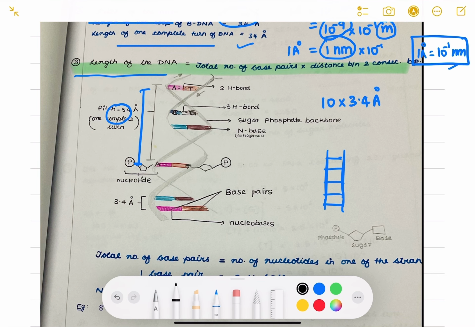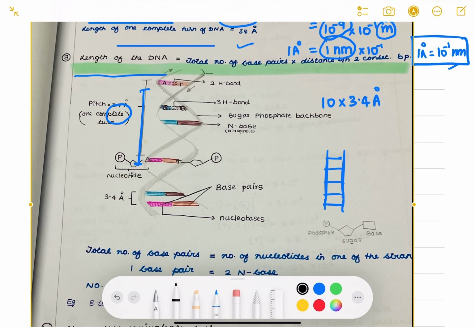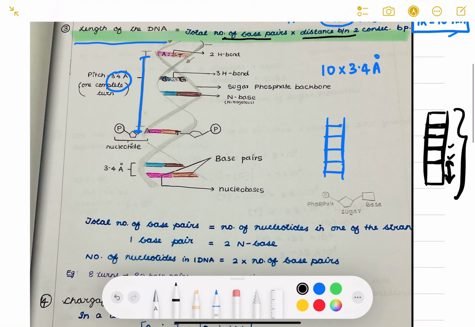I'll draw this here. What would be the entire length of this whole ladder, given that the number of base pairs is given and the distance between two consecutive base pairs is also given? If they ask you to find the length of the DNA, you will multiply this distance with the number of base pairs to get the entire length. Similarly, the length of the DNA is the total number of base pairs multiplied by the distance between two consecutive base pairs.